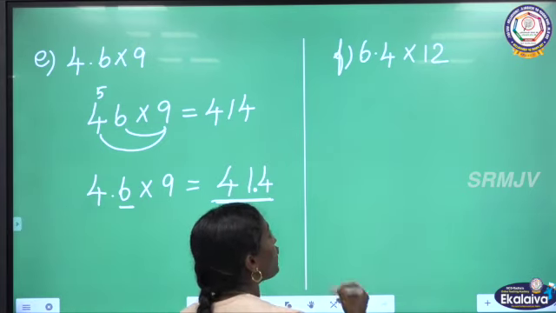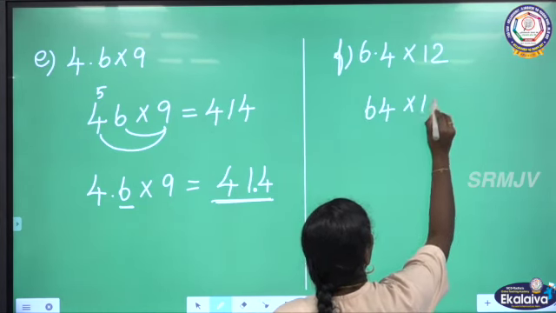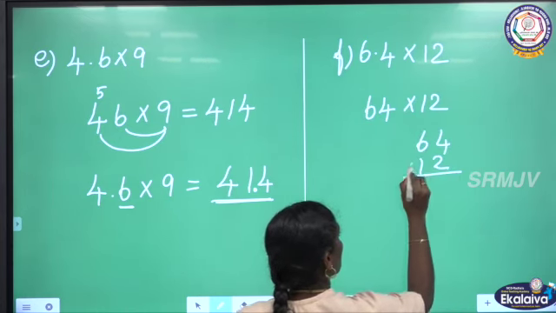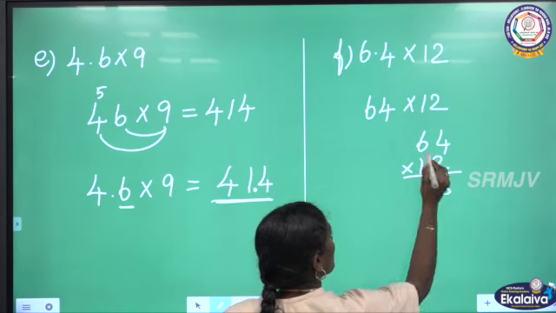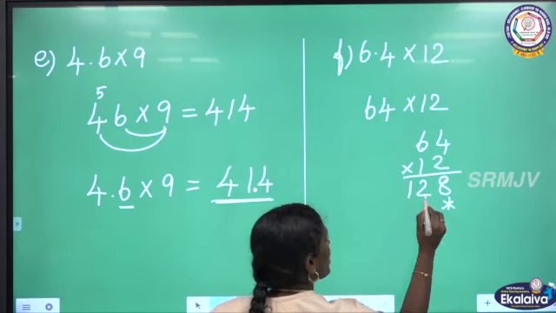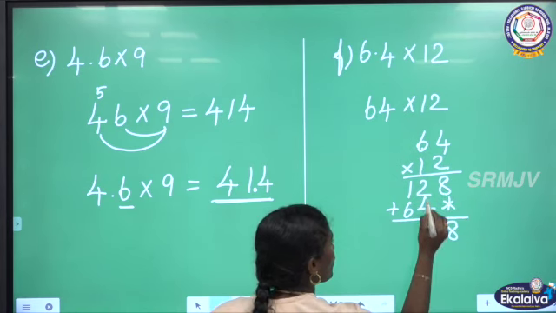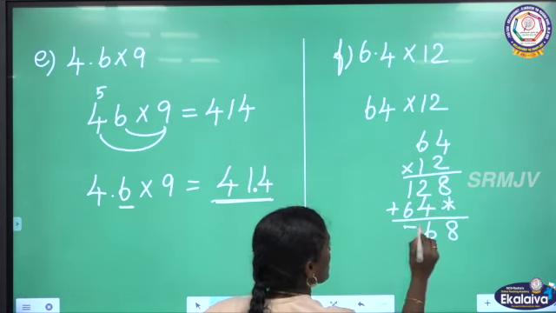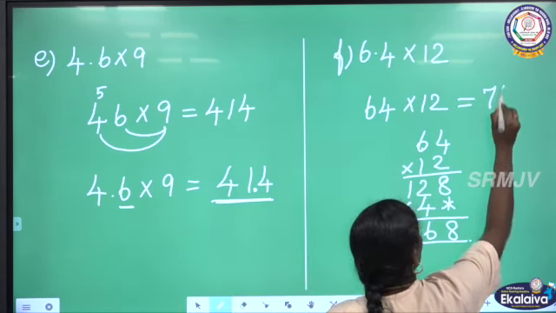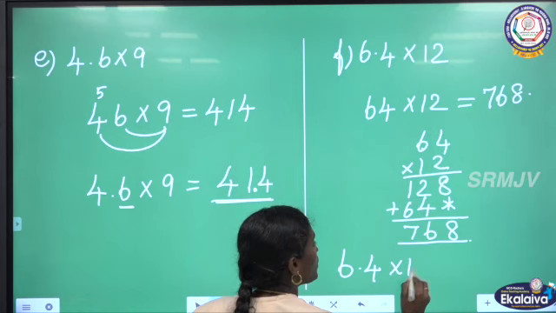Next one, 6.4 into 12. First, we have to consider as a whole number 64 into 12. Now I am going to find the product of 64 and 12. Here 2 4s are 8, 2 6s are 12. Then we have to leave the ones place. While multiplying a number by 1, we will get the same number 64. Now we have to add here 8, 2 plus 4, 6, 1 plus 6, 7. Now this is the answer for 64 into 12, 768. Now I am going to write the answer for 6.4 into 12.